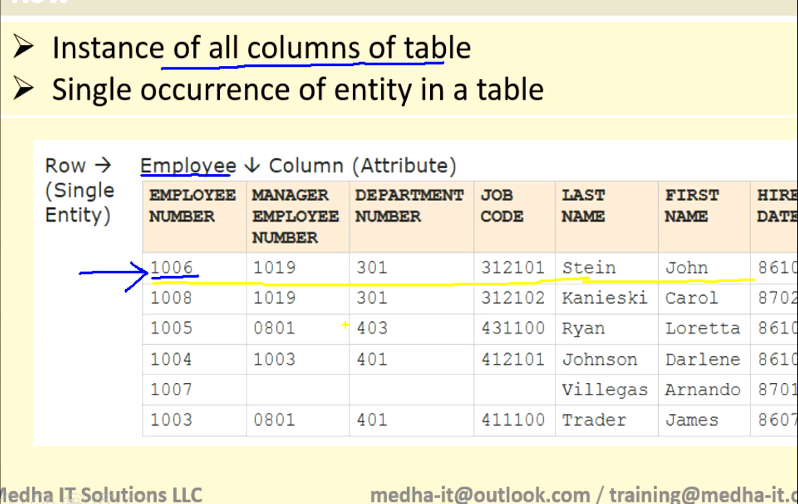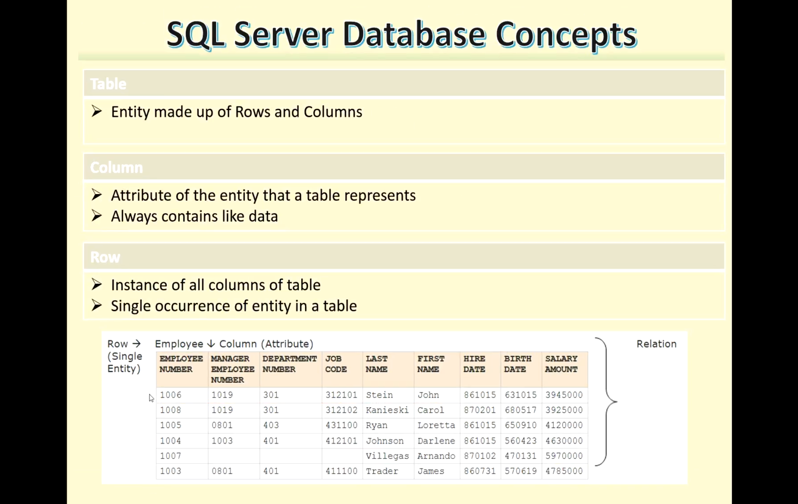Okay, and a single occurrence means the combination of all the columns. That means employee number 1006, manager 1019, department number 309, job code, the same last name, the same first name, that kind of record or row will not exist in this table again. So there will be only one instance of this entity. Okay, so these are all again in relational terms.